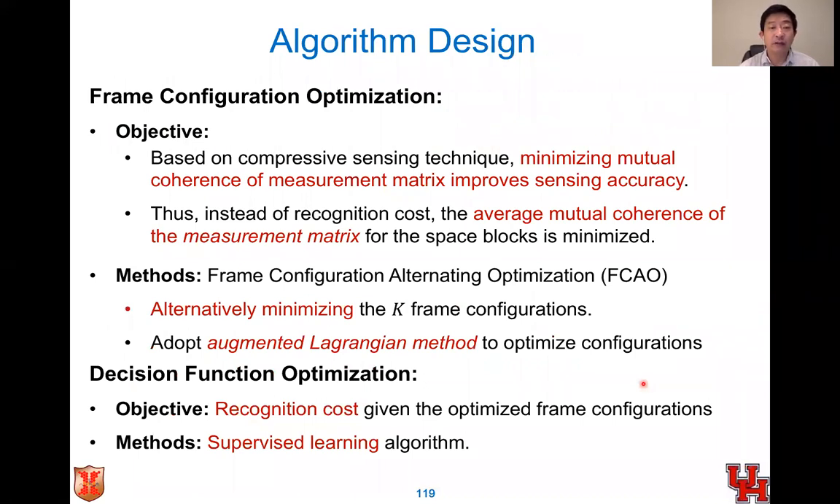For frame recognition optimization, the objective, based on the compressed sensing technique, is to minimize the mutual coherence of the measurement matrix to improve sensing accuracy. Thus, we reduce the recognition cost, and the average mutual coherence of the measurement matrix for the space blocks is minimized. The method we use is frame configuration alternating optimization. So we alternately minimize the K-frame configuration, and then we use the ADMM augmented Lagrangian method to optimize the solution. For decision optimization, the other subproblem, the objective is the recognition cost given the optimized frame configuration. So we use a supervised learning algorithm to train it.